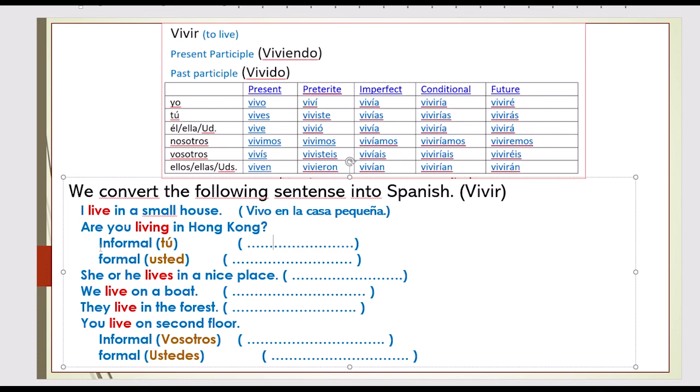Are you living in Hong Kong? You can form it with the informal tú and the formal usted. She or he lives in a nice space. You can form these by dropping the IR and adding the endings to conjugate with different pronouns. So do it yourself and try it out. I will give the answer to you in the next lesson.